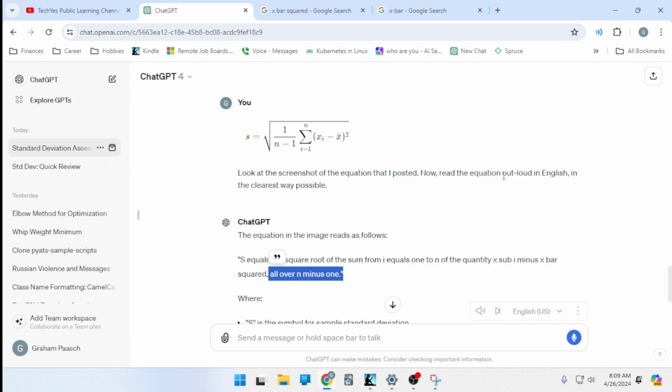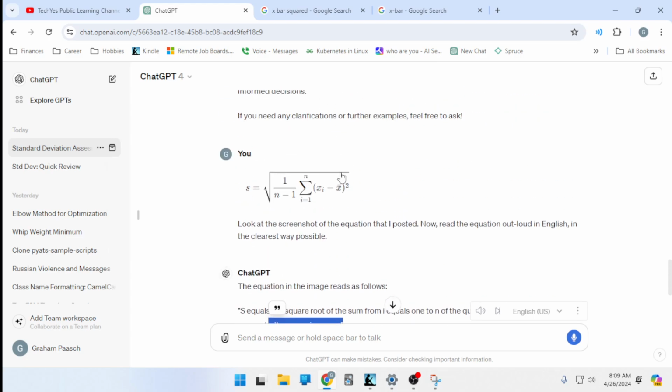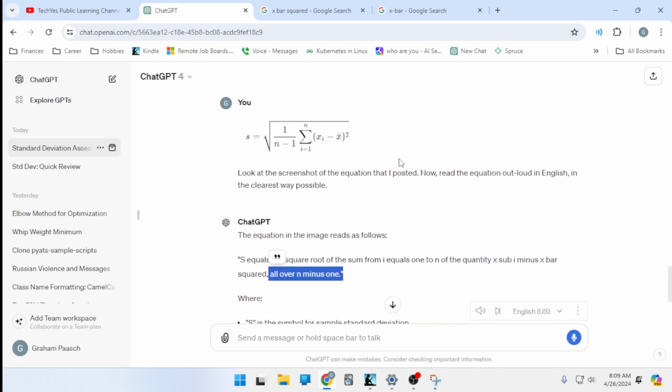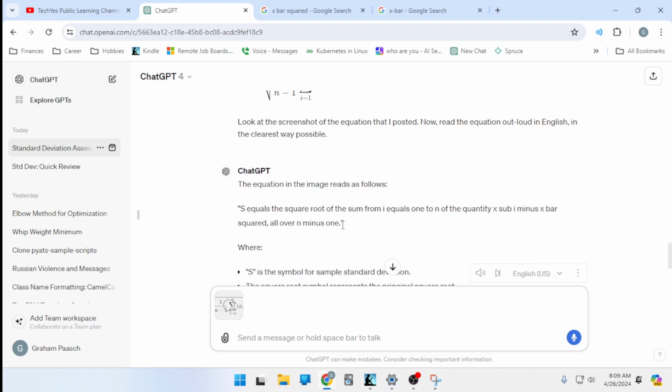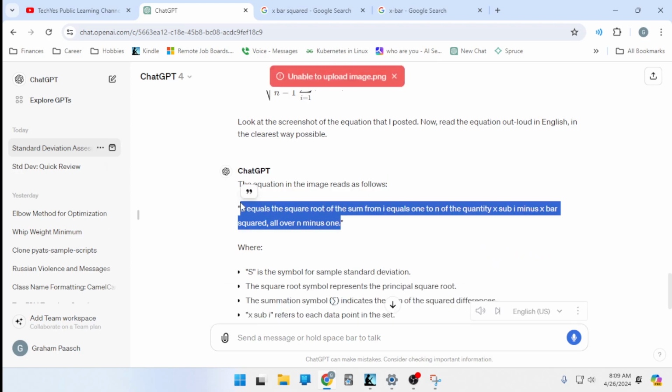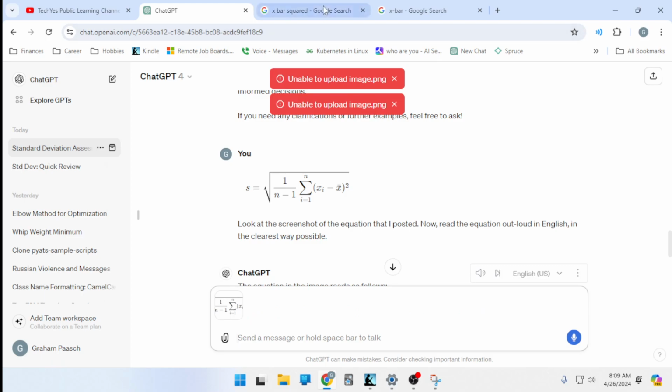No, it doesn't. That's not right. I don't think that's right. Let me see if that's right. Now, ChatGPT can't do math very well. And it failed to upload the image. It failed again. So now it's just completely bugging out.